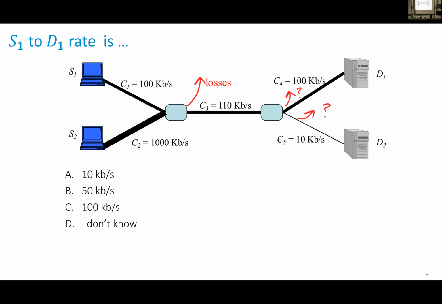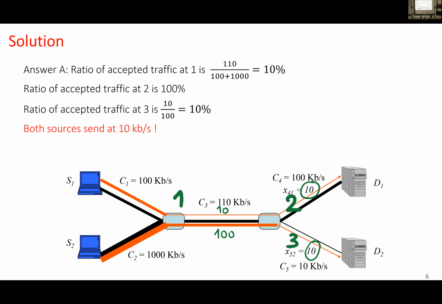Pose the poll in a few seconds. And the majority says A, which is the correct answer. Let's analyze the solution. So at this point here, we drop 90%. That means there is 10 kilobit per second of the first flow that gets here, and 100 here. And now at the second output, we have 10 that's trying to go out over 100, so it's unchanged, 10. So that gives the answer to my first question. The rate of S1 to D1 is 10.